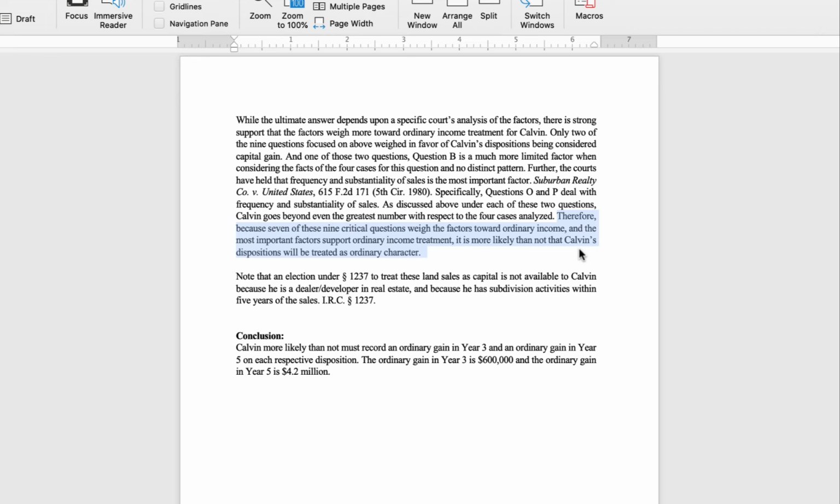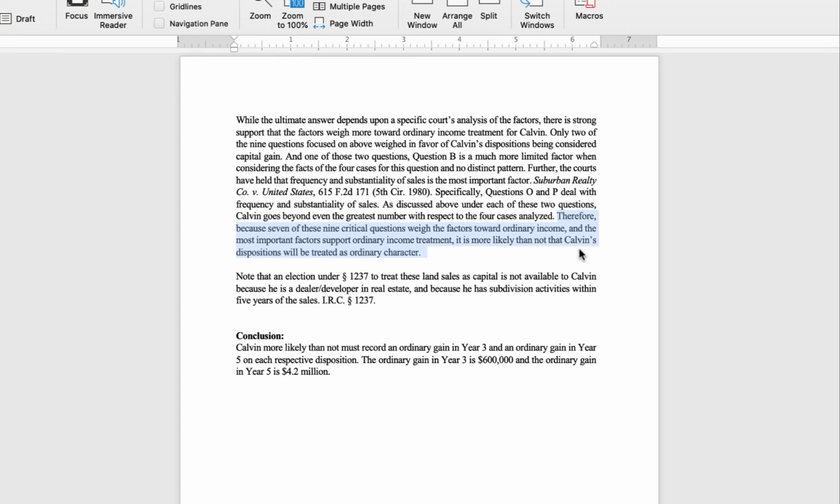We need to say that, because if Calvin wants to know, well, okay, why are you telling me this is an unfavorable position? We can say, listen, there's 19 factors possible. Of the 19 factors, really 9 of those factors are the critical ones, and 7 of those 9 go in favor of being ordinary income. They tip the scales in favor of ordinary income, and the other 2 factors that weigh in favor of capital were not super factors or anything like that.